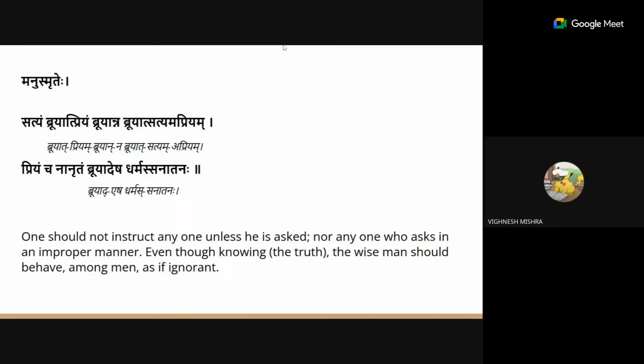Yes, this one is again a famous one from the Manusmriti, and the translation is from Ganganath Jha. So anyone of you who would like to recite? Yes, Ananya.